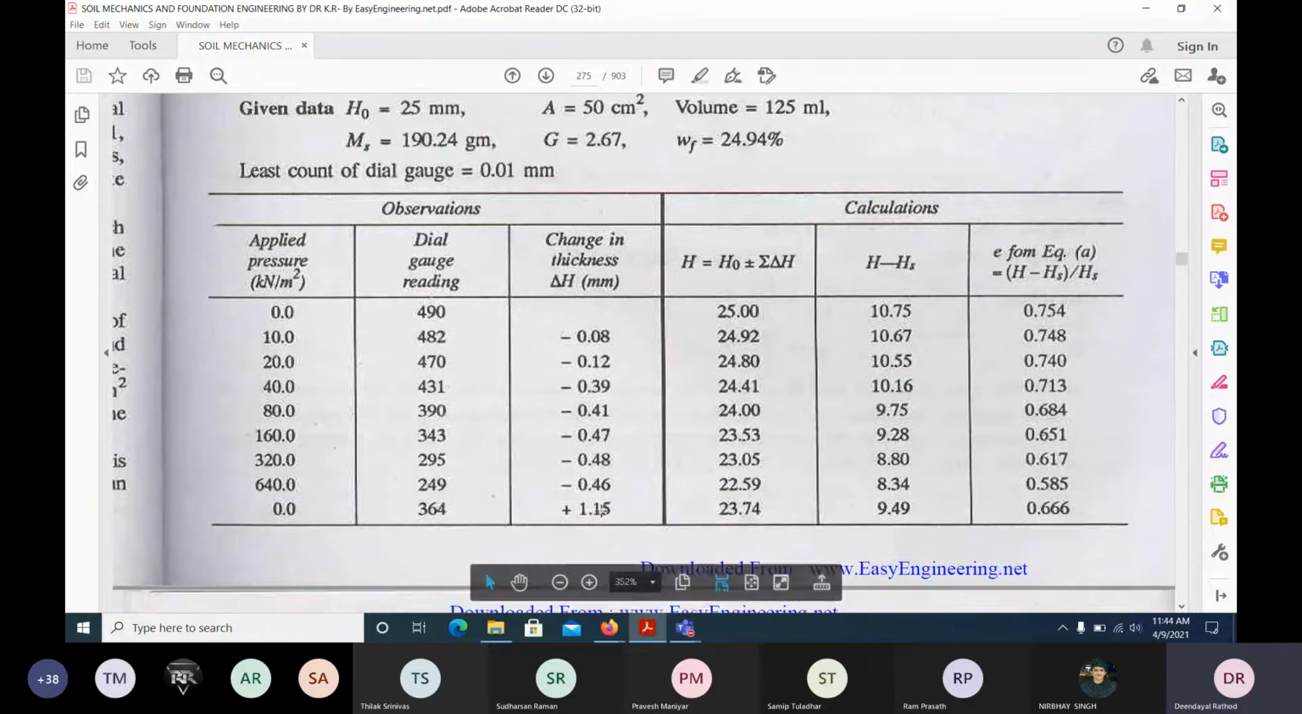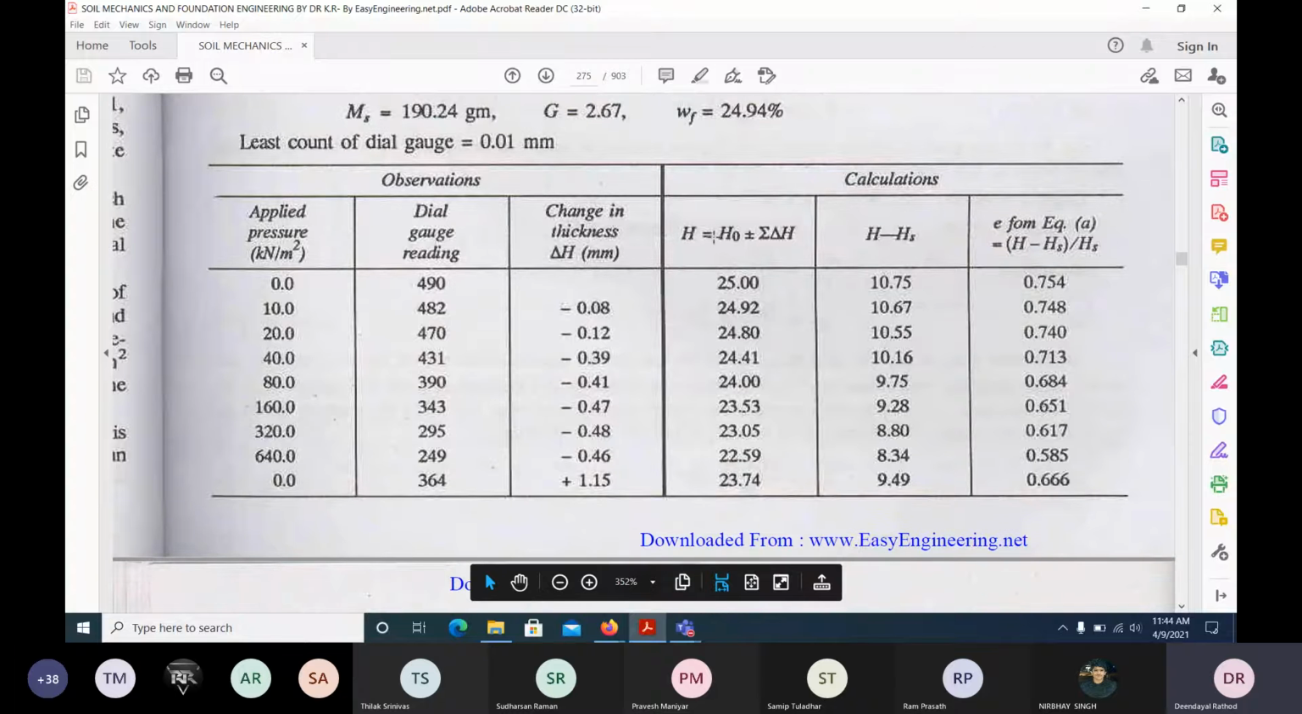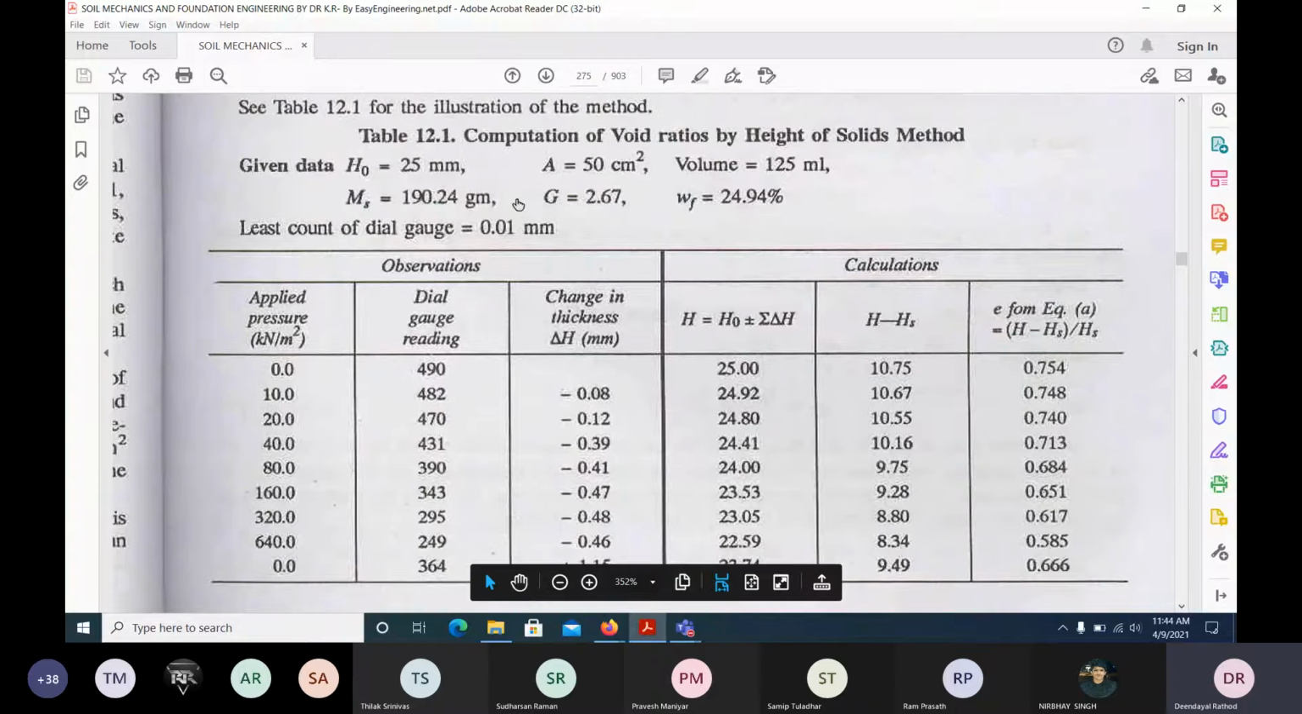What is happening after that is the reading increases, because we are unloading. When you remove the load, the soil will try to swell with the zero load. So we unload it, and when you unload it, the dial gauge reading comes back up. That's the reason it is plus. Now how can we find this change in height? The initial height we know here.